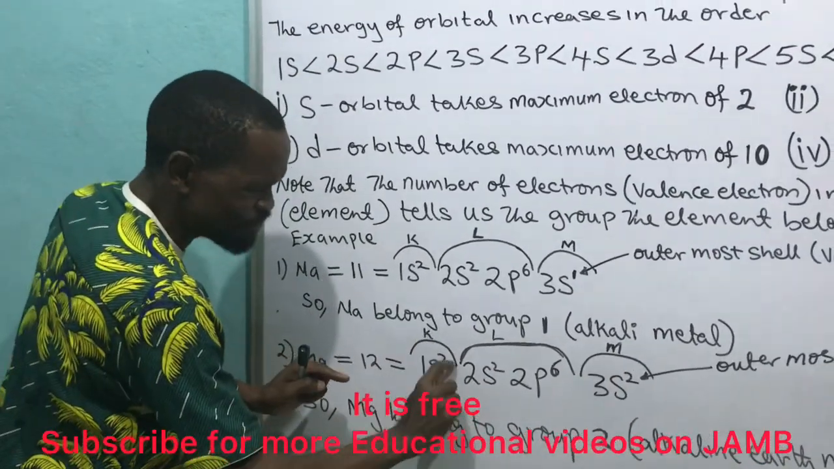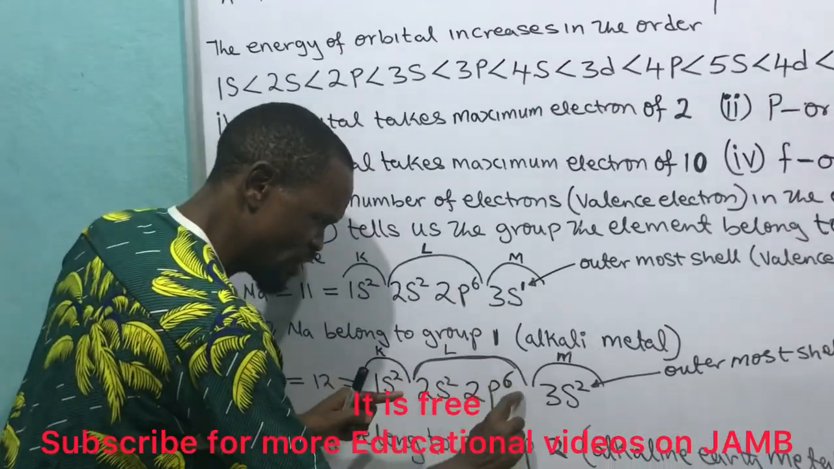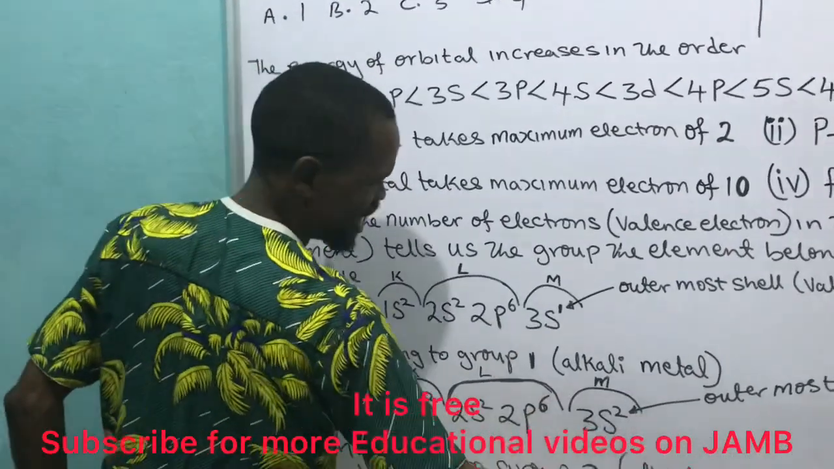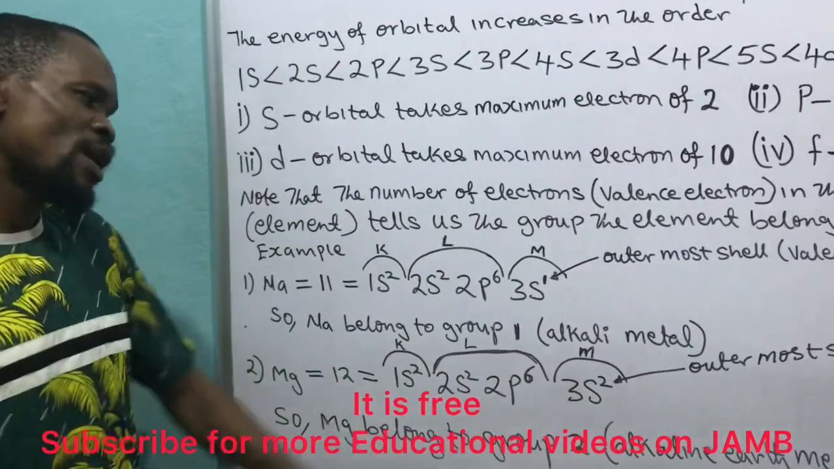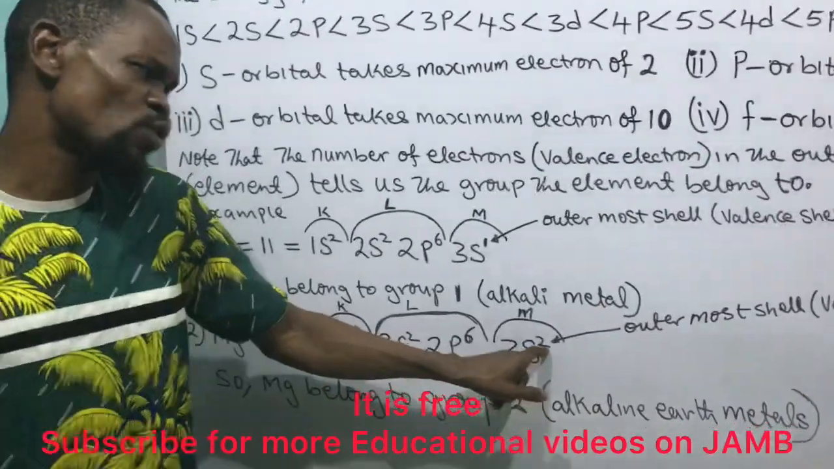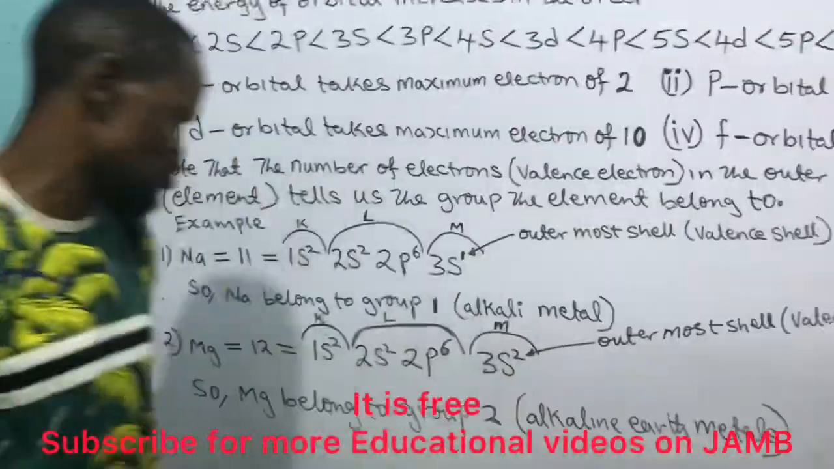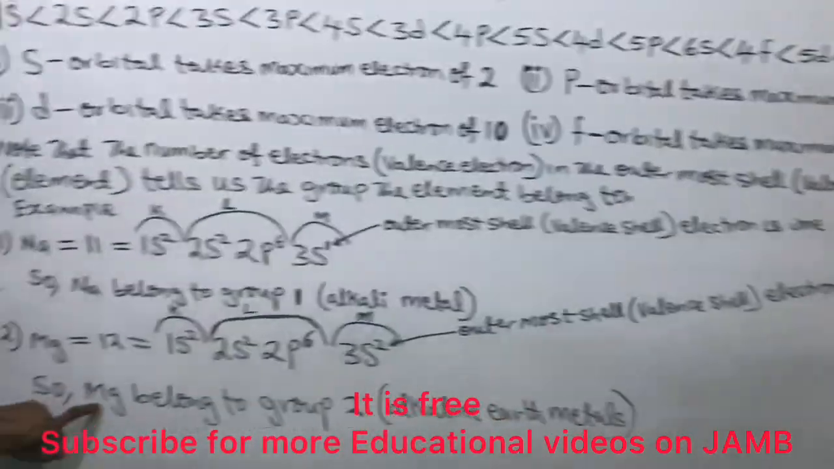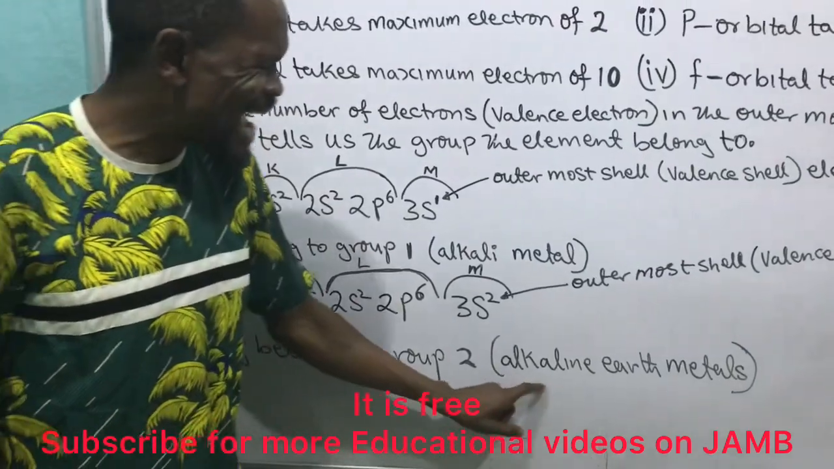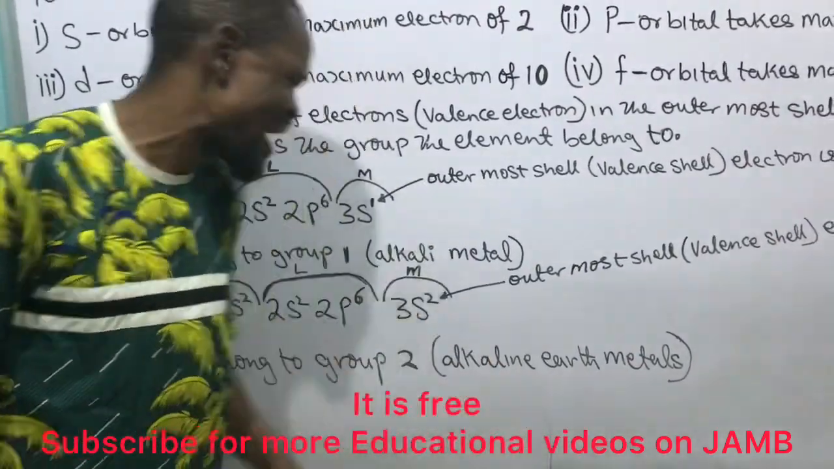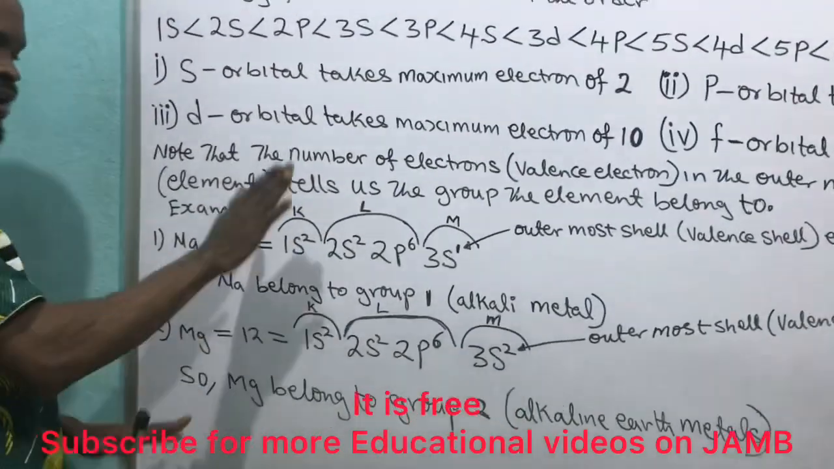And my first period is 6. My second period, as we did here, is 6. And the last shell, which is the period, is what? 3s2. And the outermost shell electron is what? 2. We said the outermost shell valency electron is what? 2. Then we now say magnesium belongs to group 2. And the group 2 is called what? Alkaline earth metal. Alkaline earth metal is called what? Group 2. So you have noted it now.